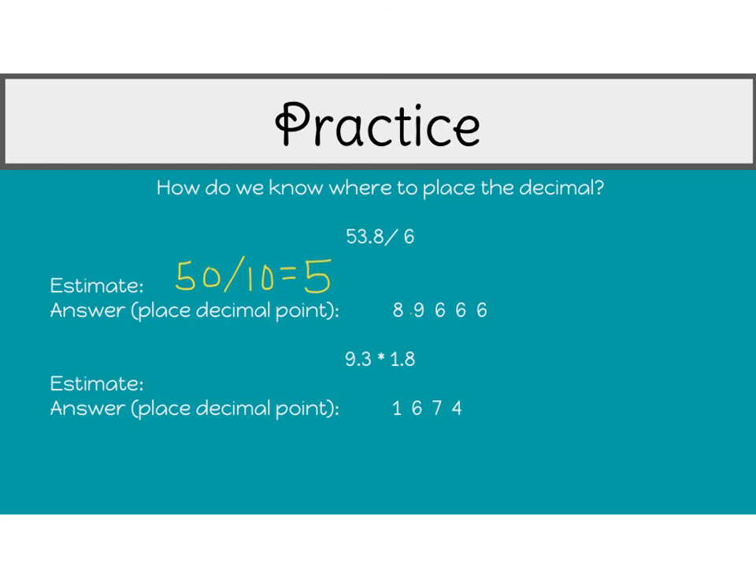We're going to take a look at the next one. We have 9 3/10 times 1 8/10. Again, we're going to do our estimate. So I'm going to make that 10 times 2 equals 20. And then we're going to take a look at our digits in our answer. Would it make sense to be 1 674 thousandths? Nope, I don't think so. Would it make sense to be 16 74 hundredths? Yes. So I'm going to put my decimal point there.